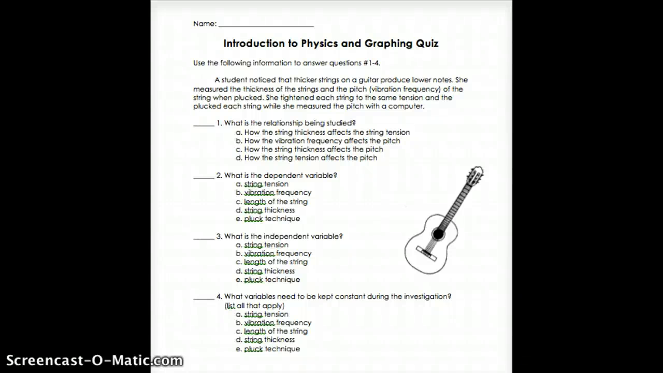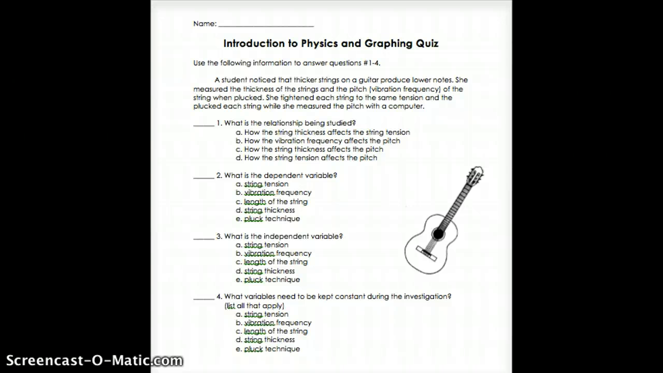This is the Introduction to Physics and Graphing quiz. The first 4 questions refer to the scientific method, finding the independent and dependent variables, as well as the controls, or what is kept constant during the experiment.